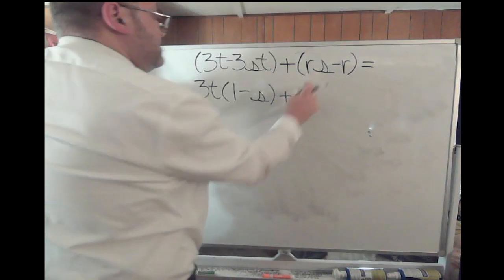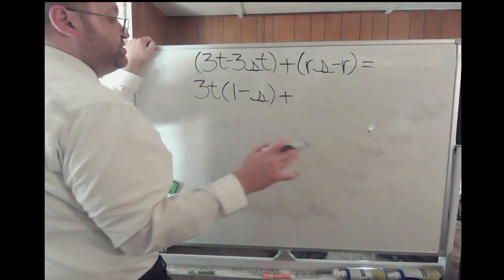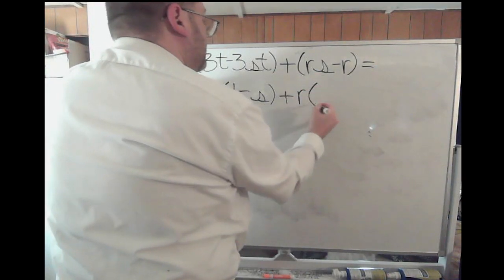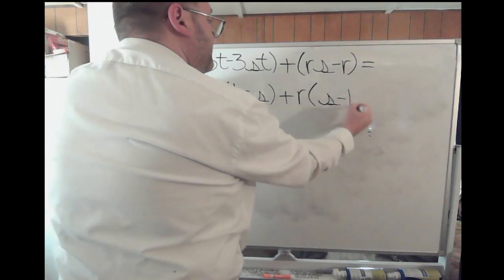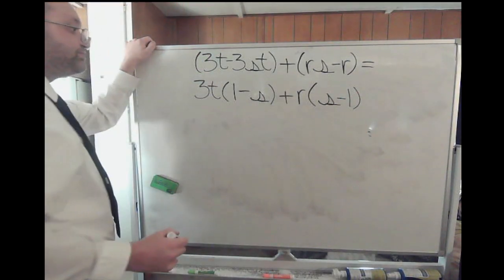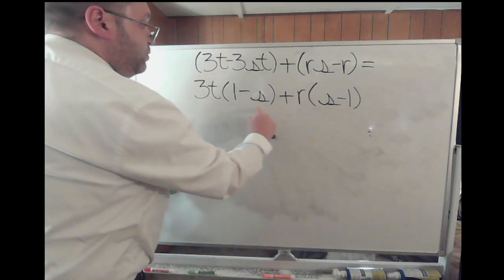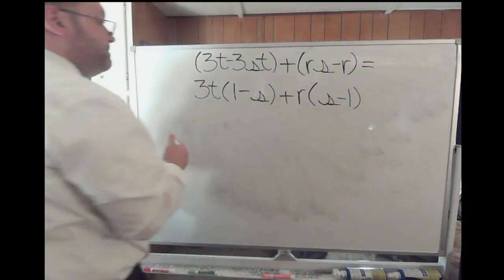Plus, let's look at your second term. You have rs minus r. What do the two terms have in common? Definitely an r. You'd end up having the leftover quantity of s minus 1. Now these almost look similar, 1 minus s and s minus 1, but they're opposites of each other.